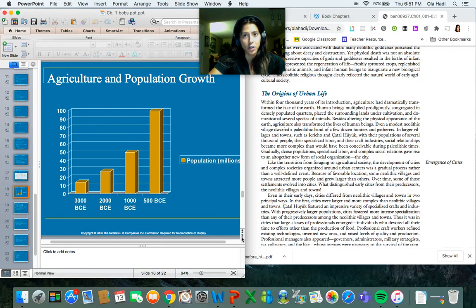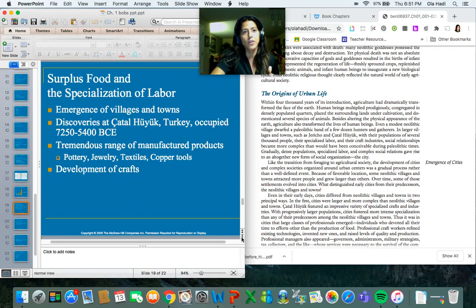And then because there's more people, we're going to see denser concentrations of people, so more people concentrated in a smaller area, and that's going to give rise to first villages, and then even more concentrations of peoples to towns, and then eventually to cities. We'll also see specialization of labor as another consequence.